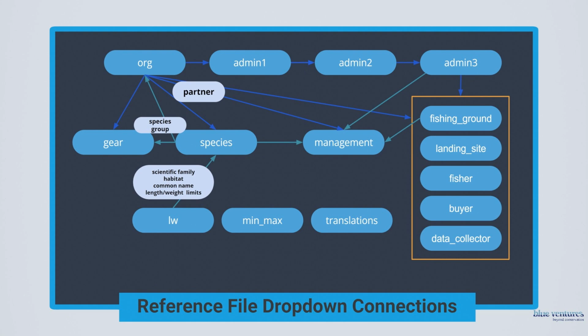Dynamic dropdowns connect associated reference files and maintain accurate lists of information. Remember, dynamic dropdowns will be updated with newly added information after approximately 15 minutes. This diagram shows the dynamic connections between the reference files. For example, the species group field in Gear ref is a dynamic dropdown connected from the species ref.